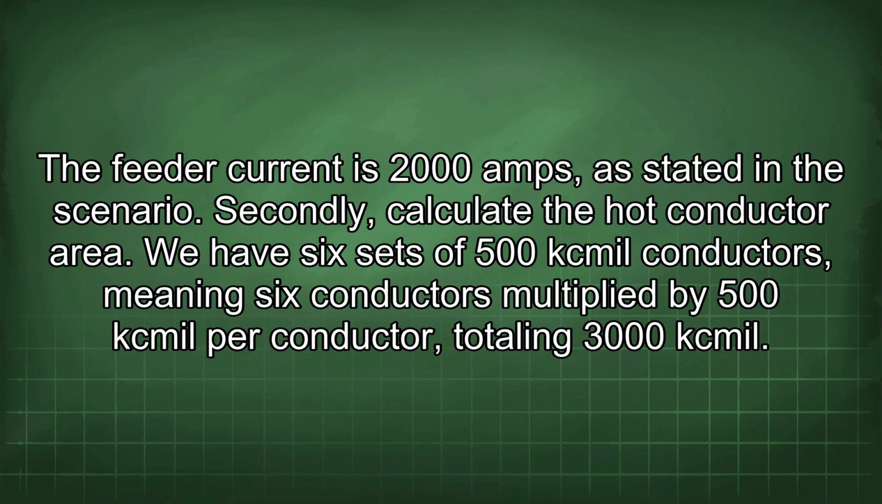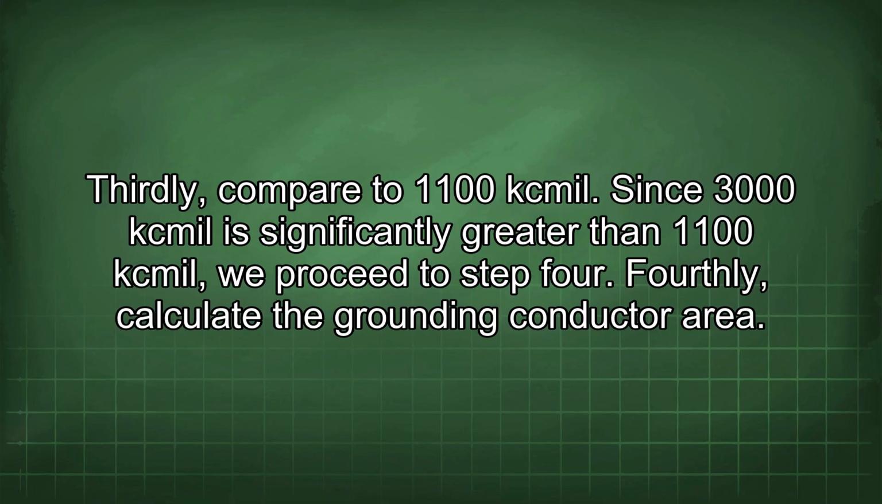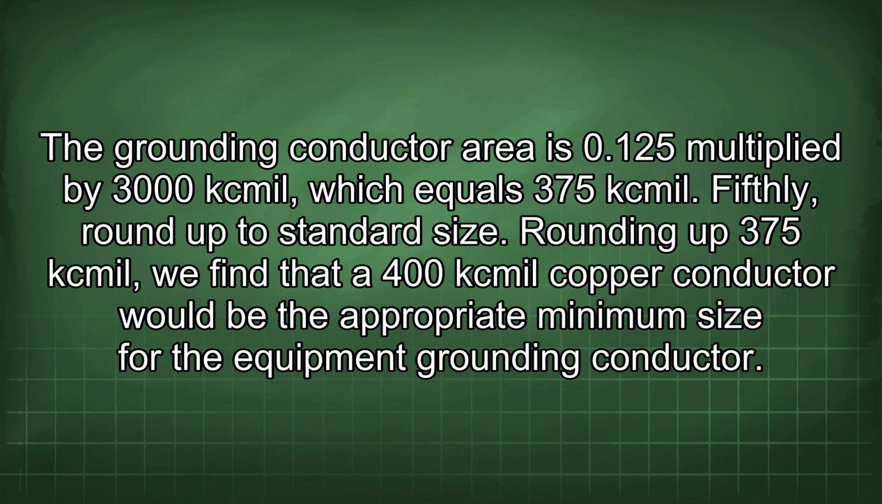Secondly, calculate the hot conductor area. We have 6 sets of 500 kcmil conductors, meaning 6 conductors multiplied by 500 kcmil per conductor, totaling 3000 kcmil. Thirdly, compare to 1100 kcmil. Since 3000 kcmil is significantly greater than 1100 kcmil, we proceed to step 4. Fourthly, calculate the grounding conductor area. The grounding conductor area is 0.125 multiplied by 3000 kcmil, which equals 375 kcmil.